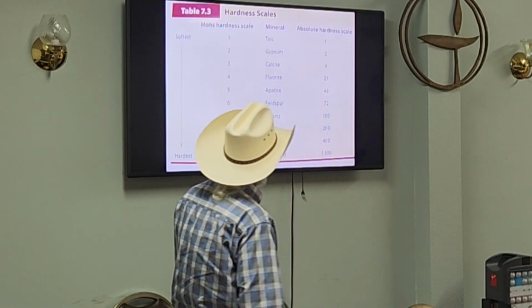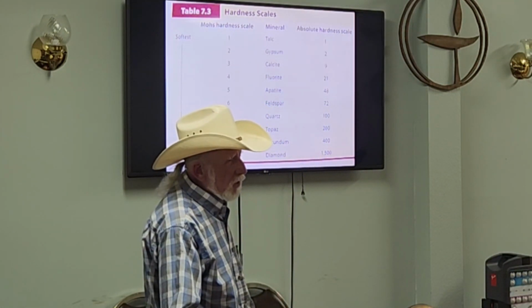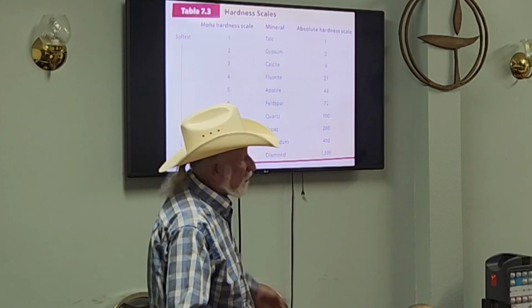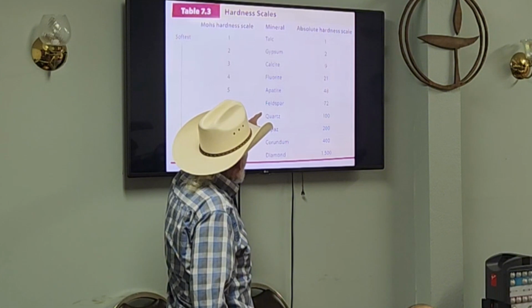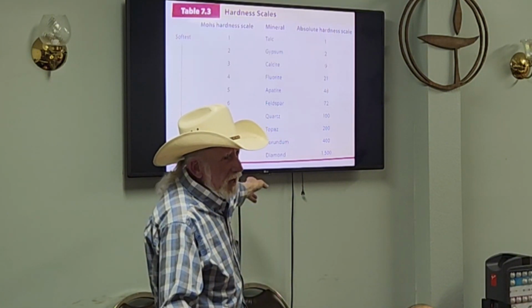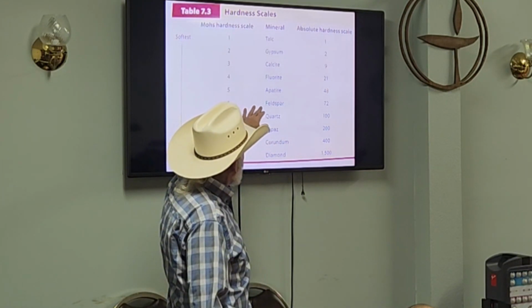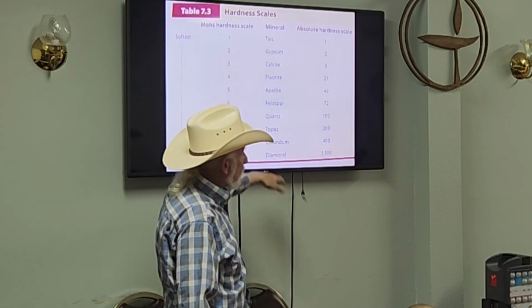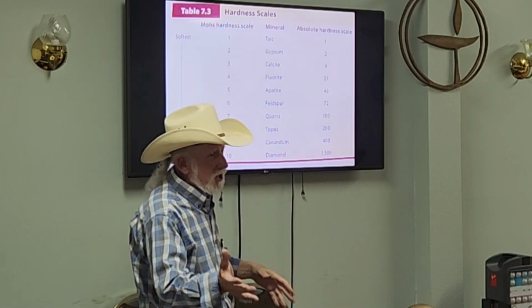All right, now this is what we call a hardness scale. It's something that is useful. I memorized it because I put a sentence with this. T, G, C, F, A, F, Q, T, C, D. You can make up your own sentence. I have a weird one, so I remember it because it's weird. Two girls can find all other queens tentatively collecting diamonds. It's something I remember. You can make up your own sentence.